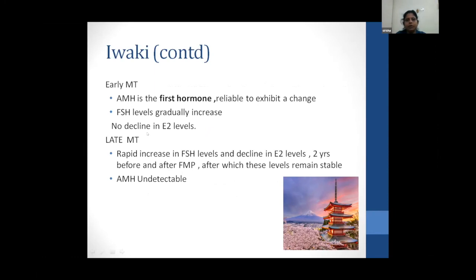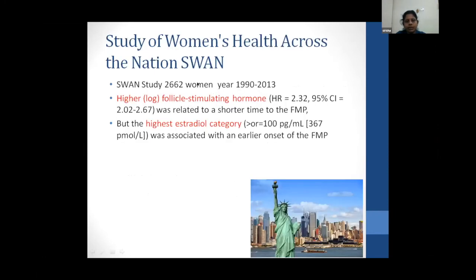The other big study that has been going on is the SWAN study, which is done across the nation, in a large population with large recruitment every 5 years. They studied the association of FSH and estradiol, and found that high FSH was related to a shorter time to the final menstrual period. The highest estradiol category was associated with the earliest onset of menopause, when associated with higher FSH.